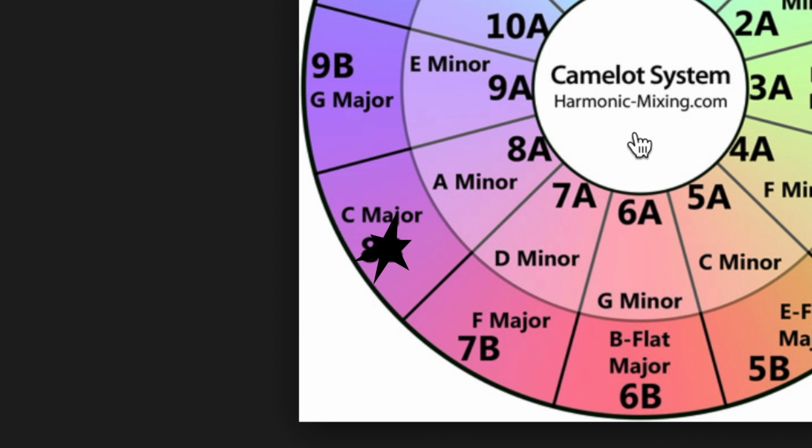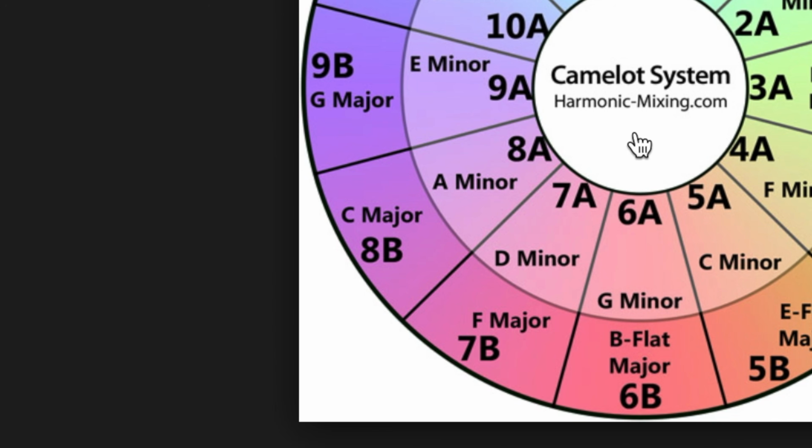This is 8B on the Camelot Wheel. Now, to mix harmonically, you can either stay the exact same, mixing 8B to 8B, or stay on the same number but change letter, 8B to 8A, or stay on the same letter but go up or down one number, 8B to 7B, or 8B to 9B.